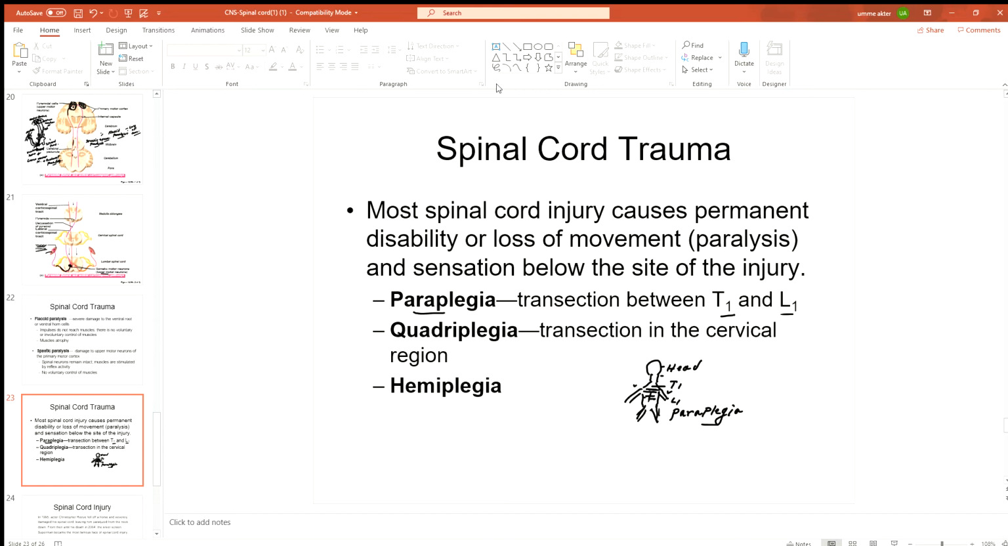Trunk and lower limbs. Now if transection occurs in the cervical part of the spinal cord, then what will happen? All four limbs, right, as well as the trunk will be paralyzed. So that is called quadriplegia. Quadri means four. Here all four limbs are paralyzed, right, including the trunk. So that's why it is called quadriplegia.